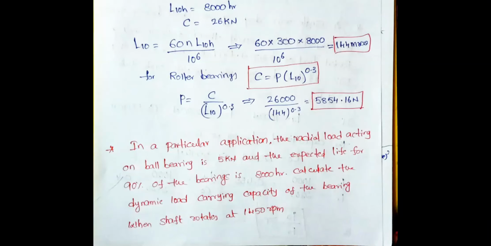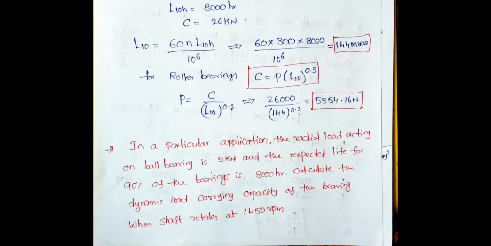In the previous problem you had a roller bearing. Now here you have a ball bearing. For a ball bearing, small p, or k, whatever the notation, the value is 3. The remaining things are the same. The expected life of the bearing here is 90%. Every time this is very, very important. Please underline 90%.